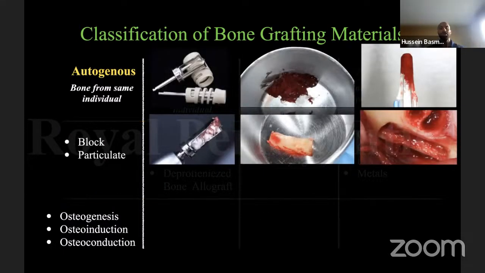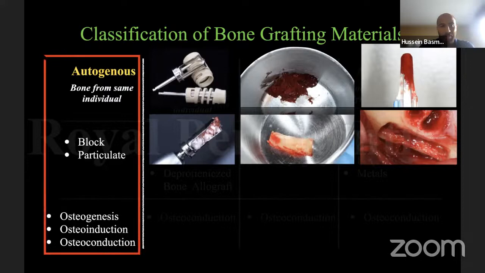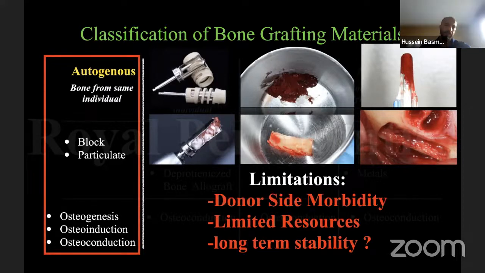As I mentioned, autogenous is the golden standard, actually. We can use it as a block graft. We can use it as particles that can be scraped from anywhere, mostly from the ramus or chin, and it has all the best properties. However, we have some limitations that could prevent us from using autogenous. Sometimes we have to open another site.